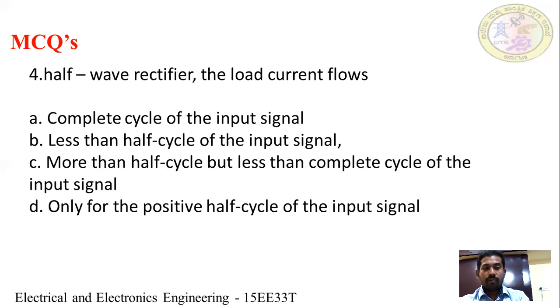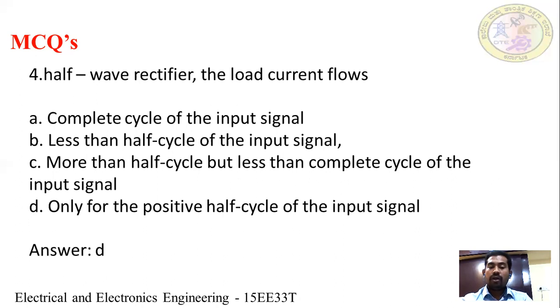Fourth question, that is half wave rectifier. In half wave rectifier, the load current flows. Options that are given: A, complete cycle of input signal. Option B, less than half cycle of input signal. Option C, more than half cycle but less than complete cycle of input signal. Option D, only for the positive half cycle of input signal. Here the option is D.